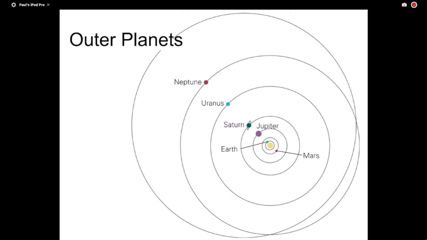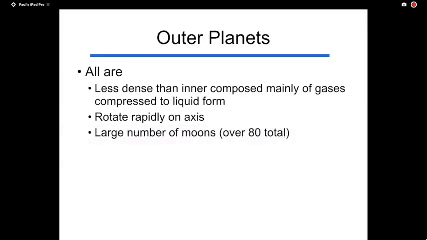The outer planets, which include Jupiter, Saturn, Uranus, and Neptune, are much larger. They are all much, much less dense, meaning that there's not a lot of weight for all that volume, and there's not enough weight for them to be rock. They are actually gases that are collected together.